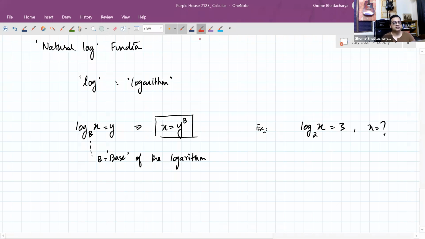You'll understand it from this definition. That x will be equal to 2 to the power 3. That means x is equal to 8.